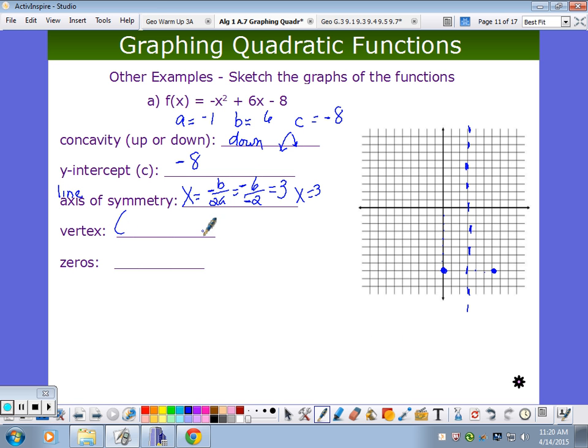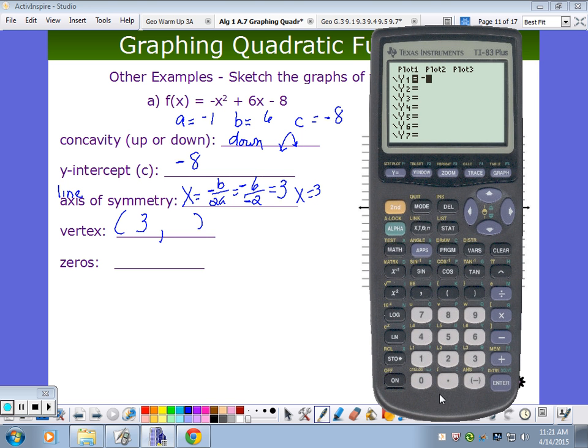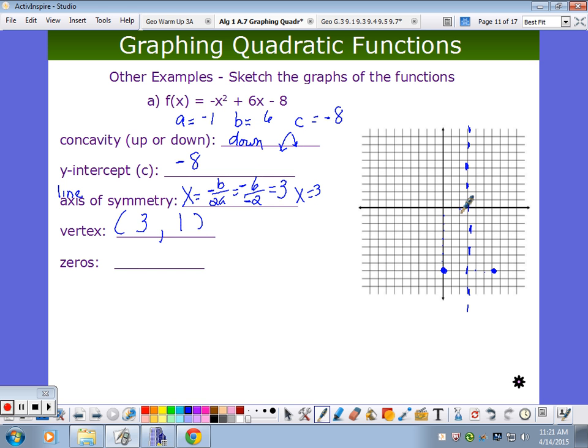Now you're right, vertex. What's the x value of the vertex? 3. You're going to plug 3 in to find the y value. So an easy way, so we're not here forever, I'm going to put in this function here. Now be careful, negatives are not a minus sign, it's its own negative. So negative x squared plus 6x minus 8. And let's look at the table. I'm looking at the table for value 3. What is it? 1. So 1, 2, 3, 1.